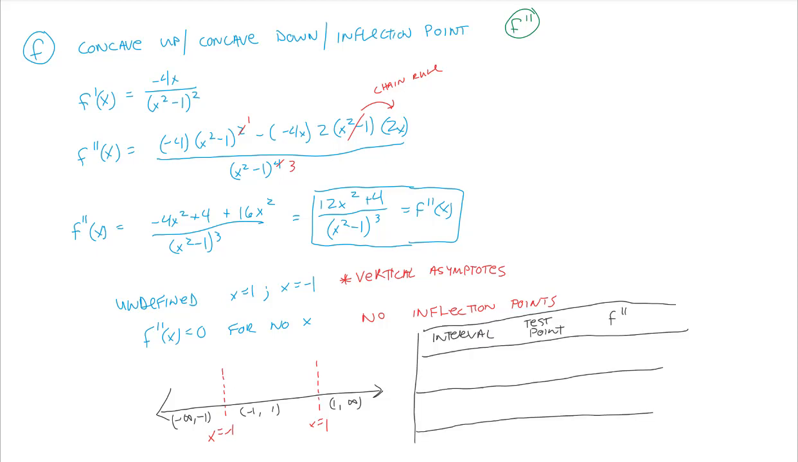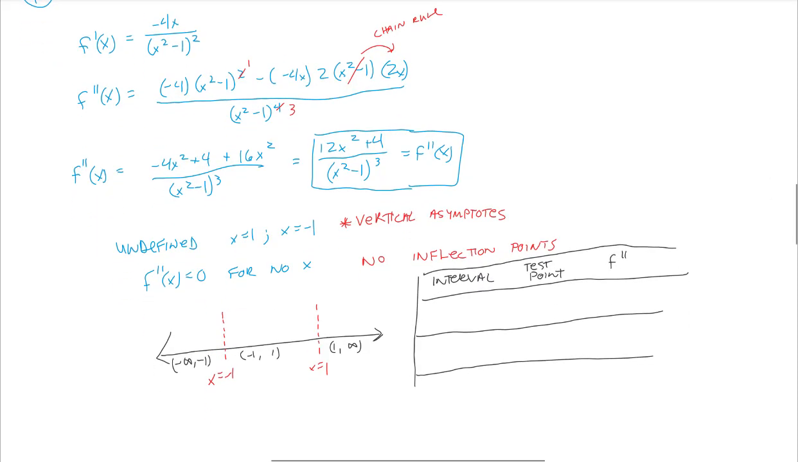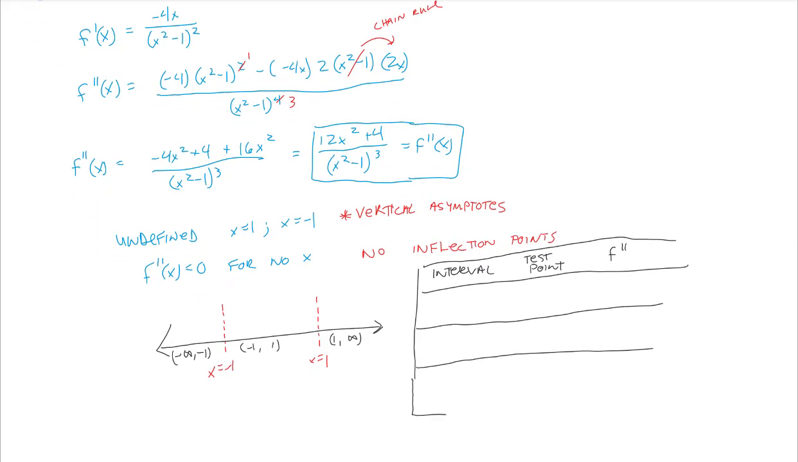Here's my table. I'm doing the same thing. I'm going to need 3 rows for my 3 different intervals. My intervals are negative infinity to negative 1, negative 1 to 1, and 1 to infinity. A test point in here would be negative 2, a test point in here would be 0, a test point in the 1 to infinity interval would be positive 2. And we're going to go ahead and plug these into our second derivative.